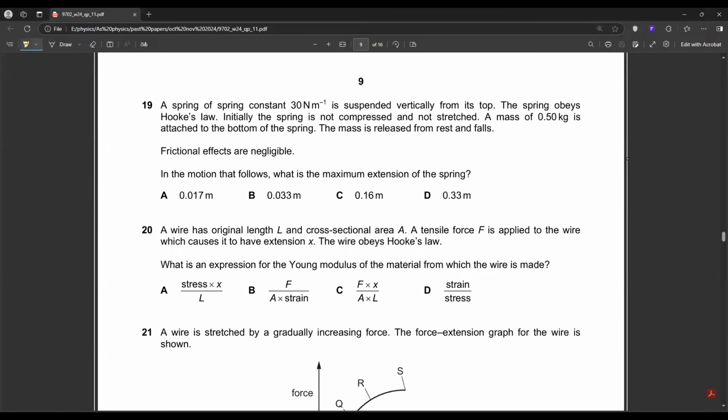Okay student, let's see this question. A spring of spring constant 30 N m^-1 is suspended vertically from the top. The spring obeys Hooke's law. Initially, the spring is not compressed and not stretched. A mass of 0.5 kg is attached to the bottom of the spring. The mass is released from rest and falls.